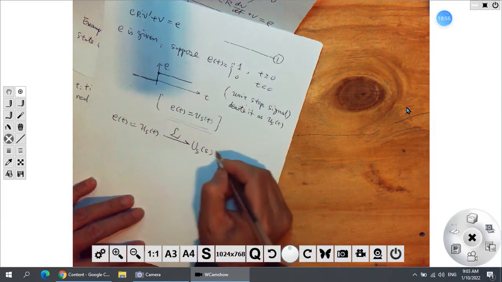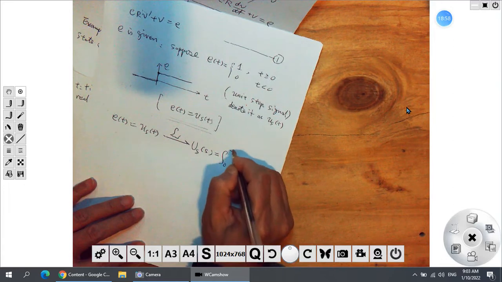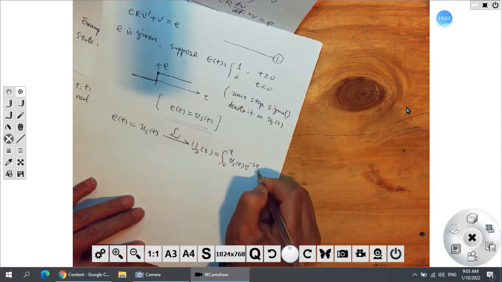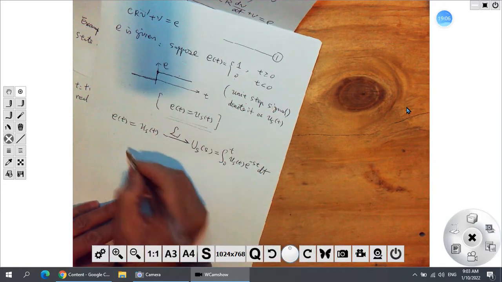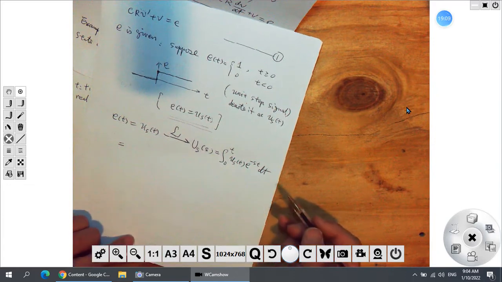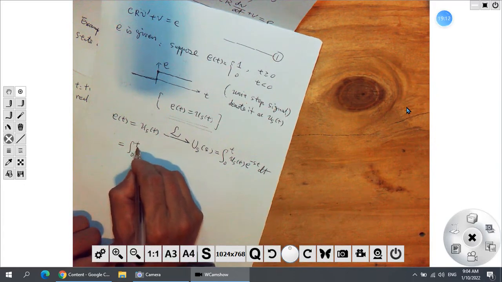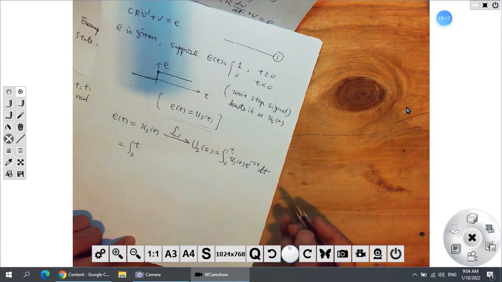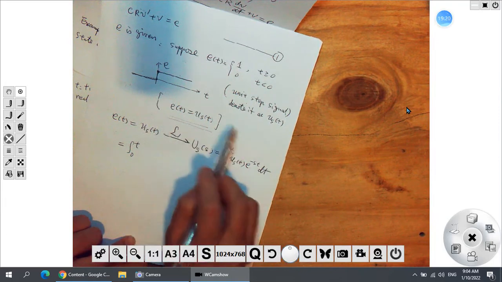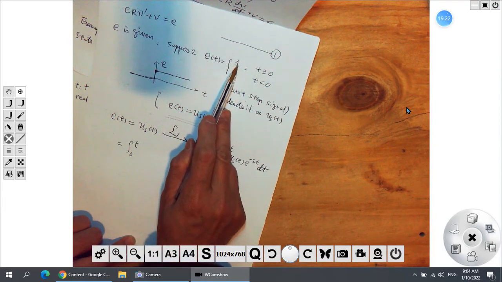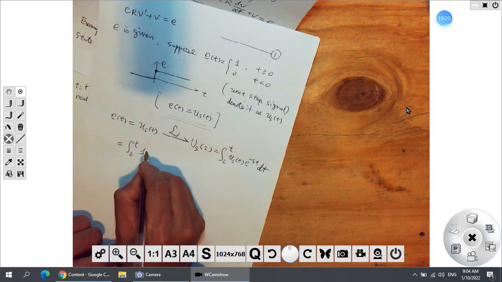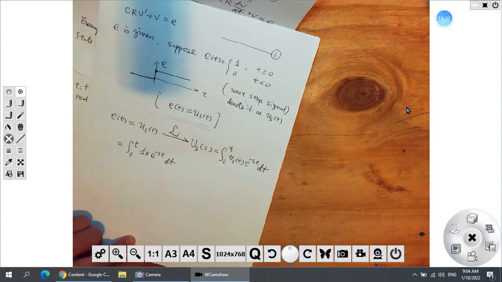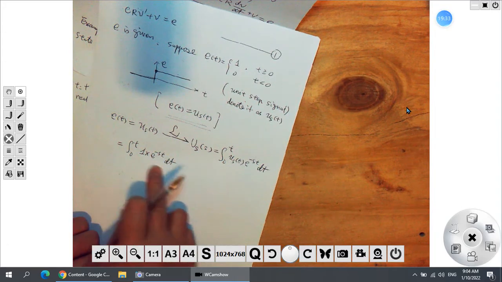And what is it? By definition, this is the integral from 0 to t of US of t, the given signal, times e to the negative st dt. Now just some calculation. From 0 to t, and of course here t means the positive side, so t is larger than 0. And US of t for positive t is 1. So this is just 1 times e to the negative st dt.